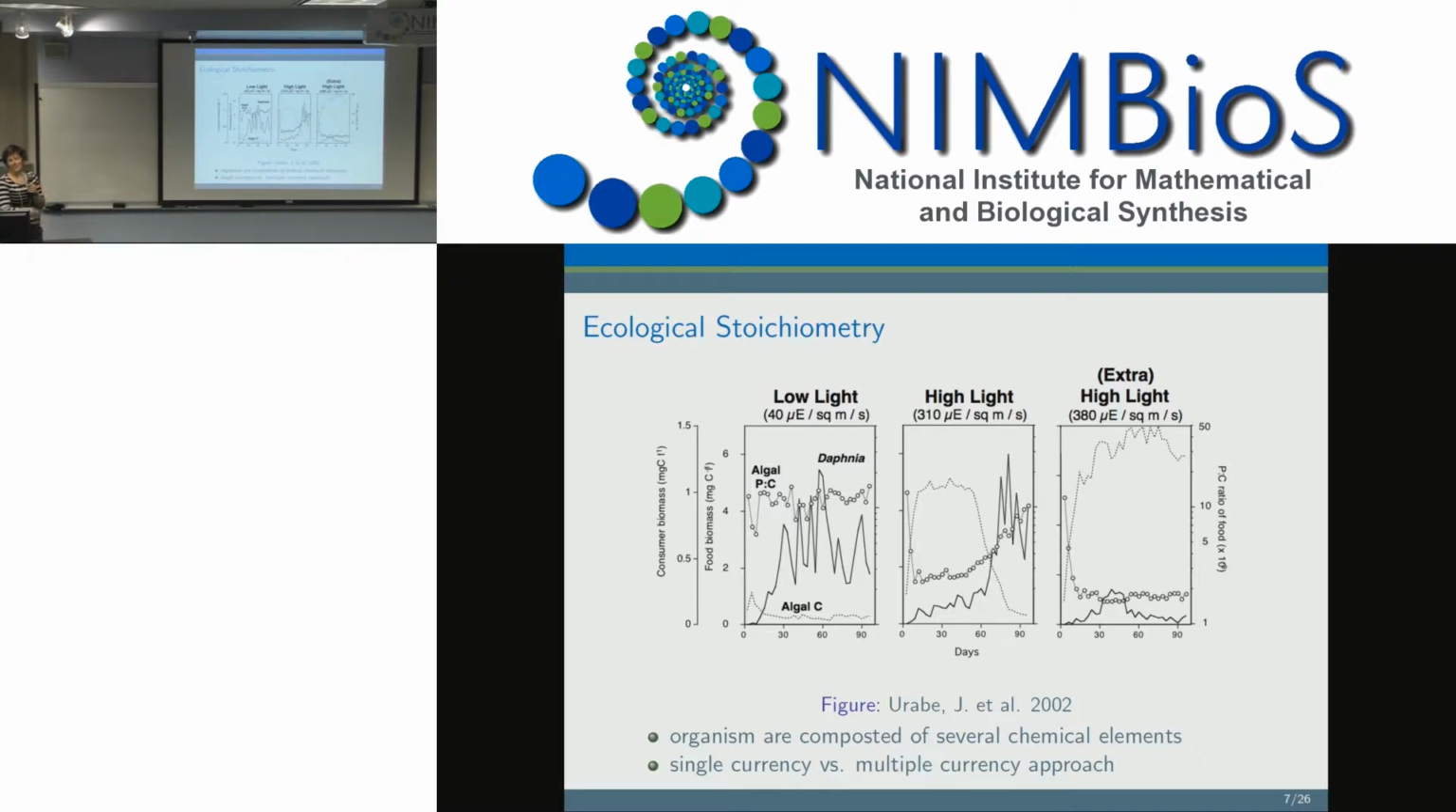This is because of the light nutrient hypothesis Hao was talking about. The third set of data here is the P to C ratio. So you can see under low light, they have this high food quality. Under high light, despite all this food abundance, this is low food quality.